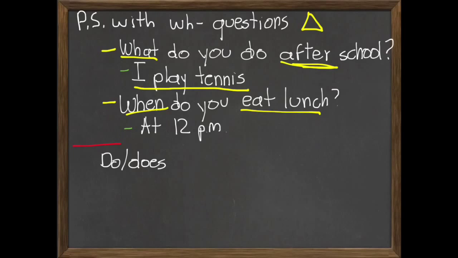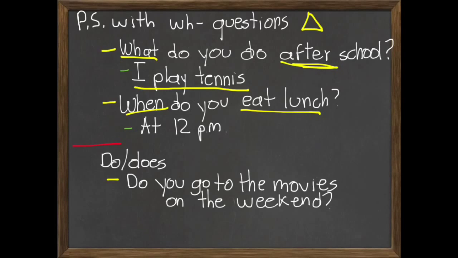But then we have do or does questions. When we use these questions, we normally have a yes or no answer. Do you go to the movies on the weekend? No, I don't. Here we are asking whether we do a specific activity regularly or as a habit. And since we don't go to the movies on the weekends, we just answer no and politely say I don't at the end to finish the answer.